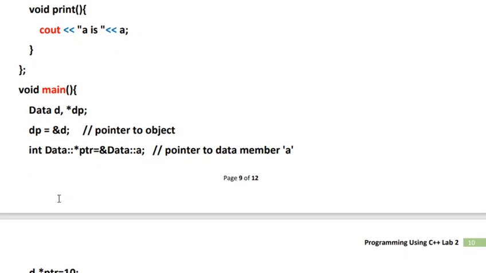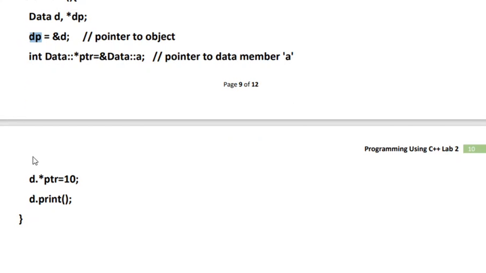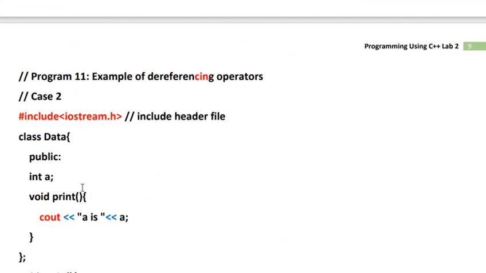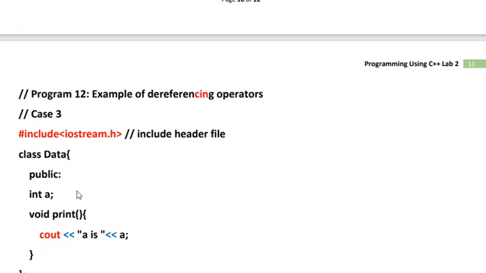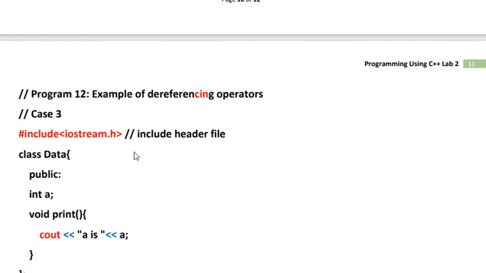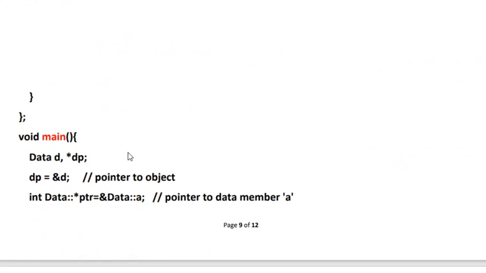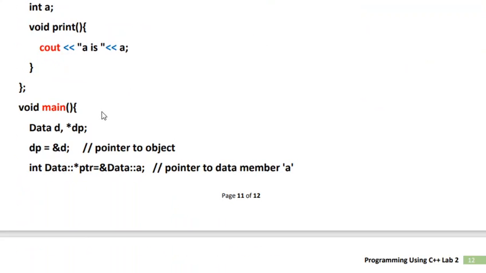Instead, I can also use DP here. I can write DP dot asterisk PTR, so that can also be written here. This is the way you can use the pointer. Now this is what I was talking about. Just see here, this is another example of the memory dereferencing operator.